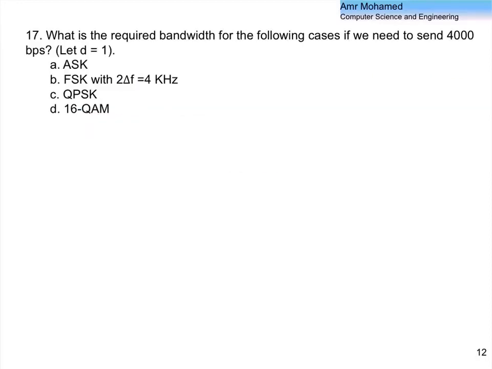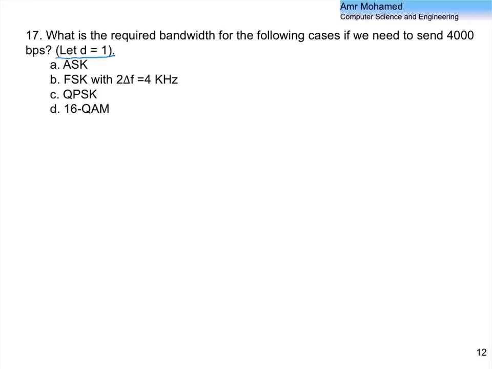Okay. Alright, so next exercise. What is the required bandwidth for the following cases if we need to send 4000 bps? So let D equal 1. Of course, D equals 1 for FSK and QPSK is kind of unrealistic. However, we will take what the exercise says. So, what is the required bandwidth?